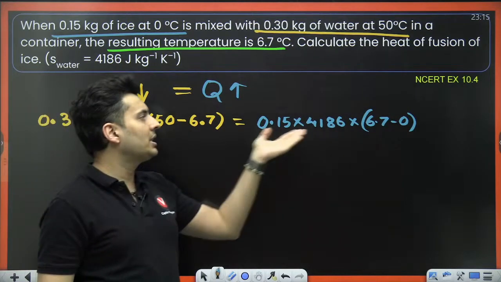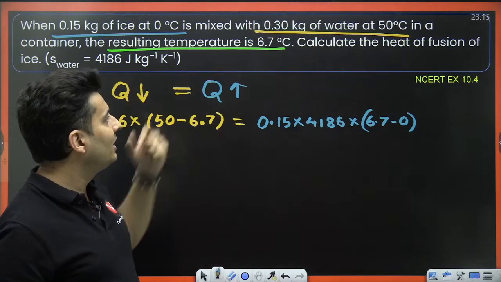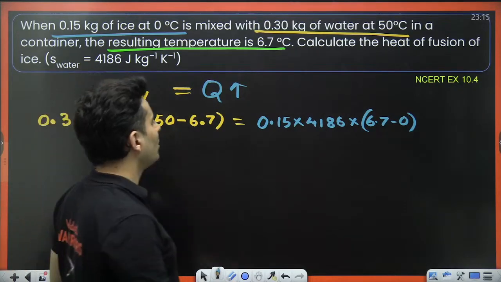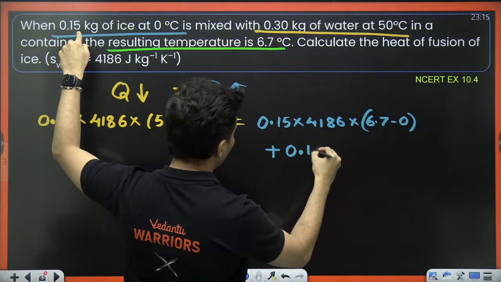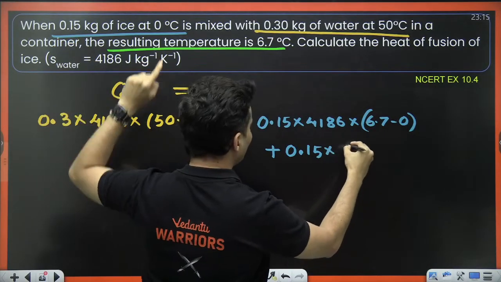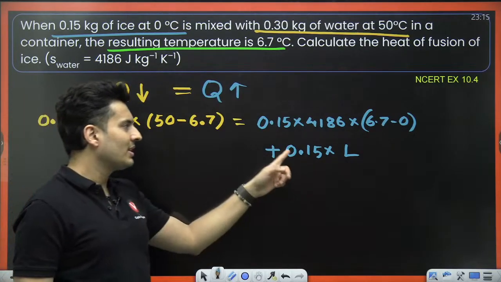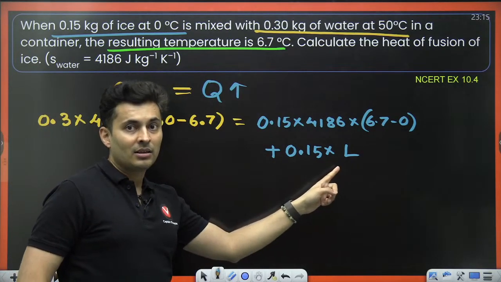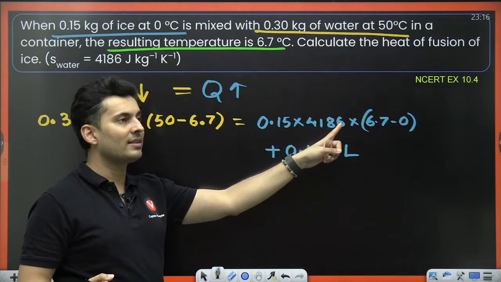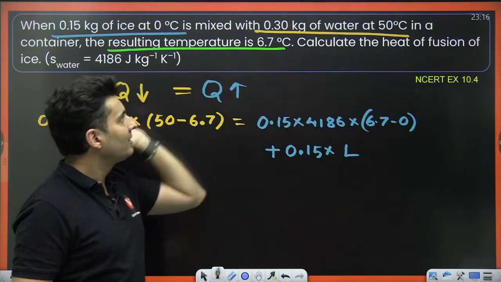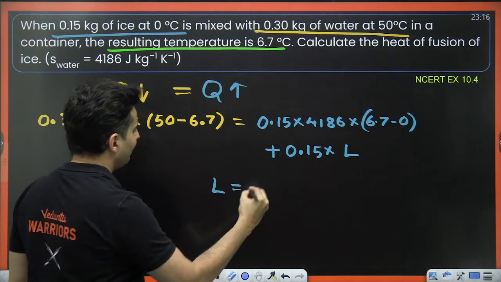Then what will you find? All the values in LHS and RHS you know. What are you finding then? The latent heat of fusion is asked, so you have to add one more term. This ice has to melt first, so 0.15 into L, that term will also come, because first ice will melt. That's where the heat is absorbed, and then that 0 Celsius water will go to 6.7. That's when the equation is complete, and then you get the value of L.